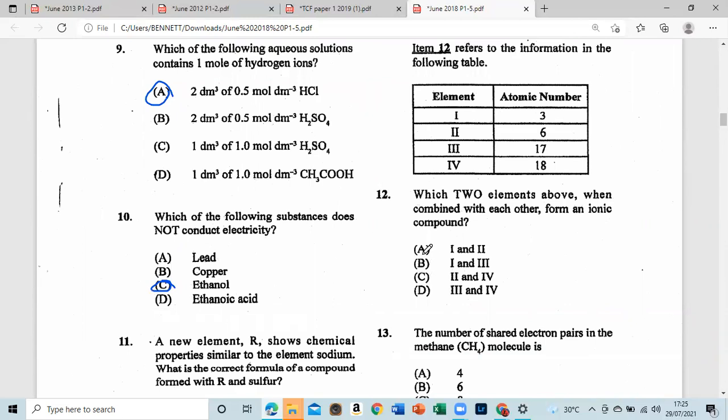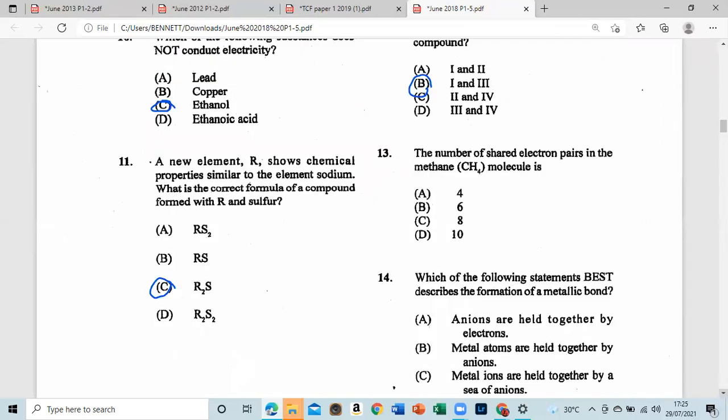So that gives us number 13. The number of shared electron pairs of a methane CH4 molecule, is it 4, is it 6, is it 8, is it 10? Is in fact 8.